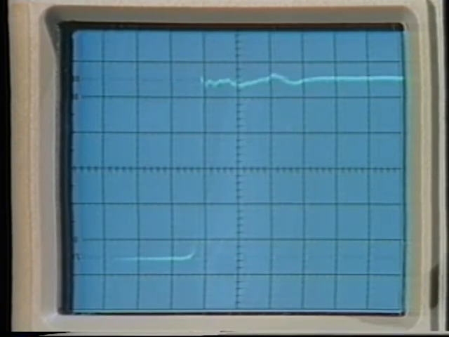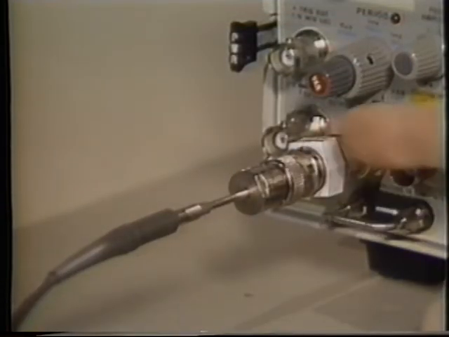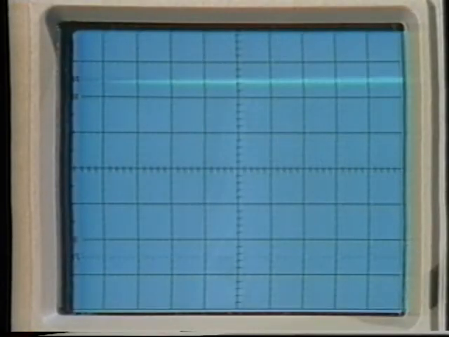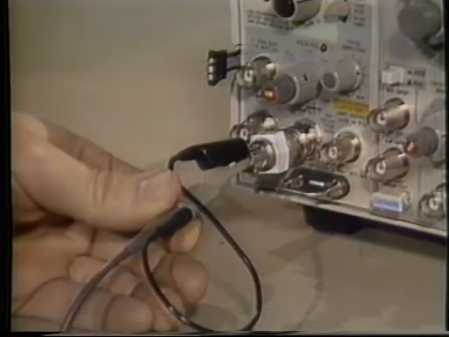This is our measurement system response without ground lead inductance. I'm using a probe tip to BNC adapter, which provides a low inductance connection for probe testing and calibration. But if I attach a 6-inch ground lead, we get a much different picture. The 6-inch lead adds an inductance of about 150 nanohenries and creates a resonant circuit with C-in of the probe.